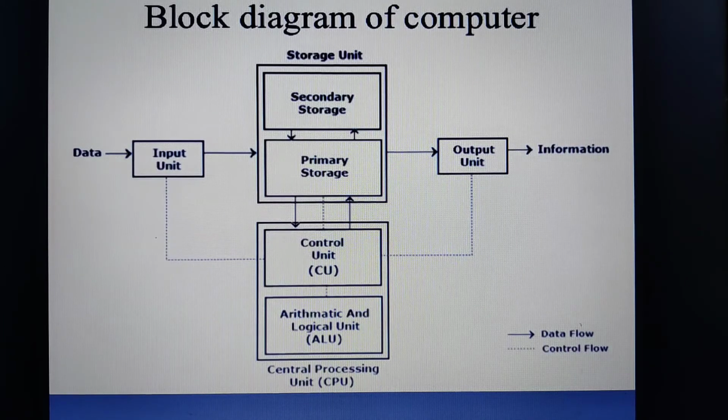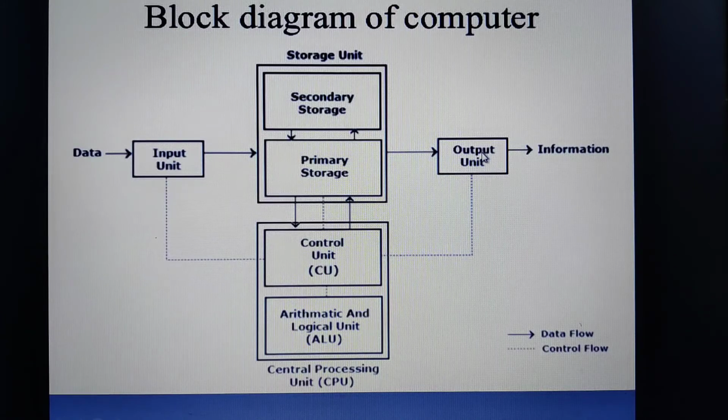Secondary storage devices can be a USB flash drive, a CD drive, a DVD, an external hard disk, or memory cards. These secondary devices can store more data when compared with the main memory, and they are very less expensive. The next unit we shall discuss is the output unit.